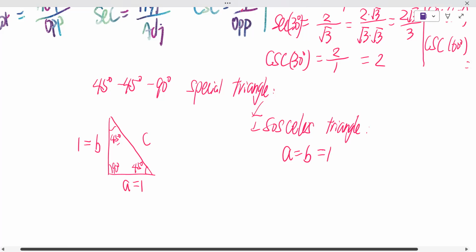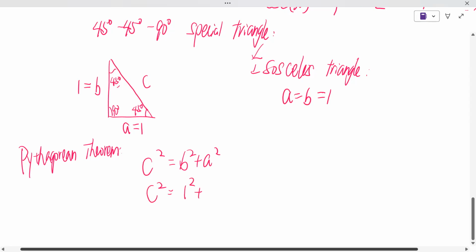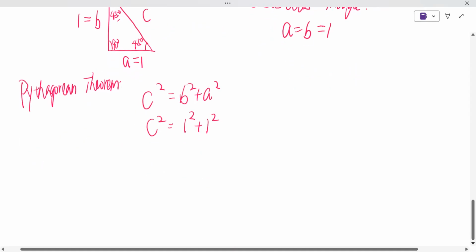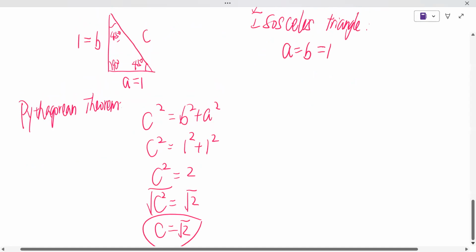Because there's a right triangle here, so using the Pythagorean theorem, C squared equals B squared plus A squared. C squared equals 1 squared plus 1 squared, which is 2. So C squared equals 2. C equals, taking the square root of both sides of the equation, square root of 2, equal to radical 2, right?